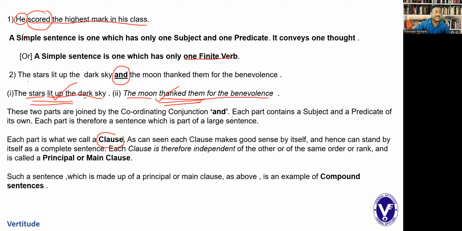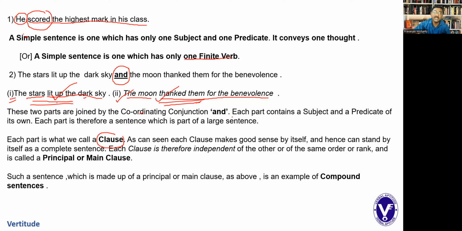Now, this can also stand as an independent sentence: the stars lit up the sky. समझ में आ रहा है? Good enough. The sentence is complete in itself. It can stand independent. The moon thanked them for the benevolence. The moon did something. So again, this sentence is also complete in itself. It can stand for itself. So each clause is therefore independent of the other, of the same order or rank, and is called a principal or main clause. So these are two principal clauses or two main clauses, right?